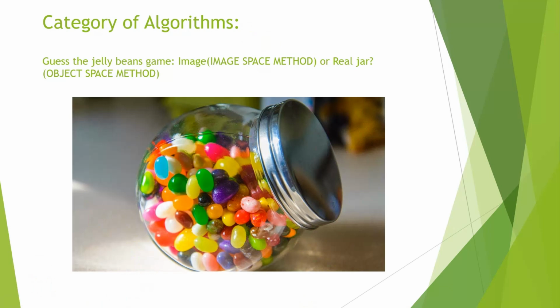And if you go to the shop and see the real jar and then guess the jelly beans, then you are using the object space method to play this game. So I'm going to first of all explain more of the uses of these two types of algorithmic methods by using some drawings as a reference.